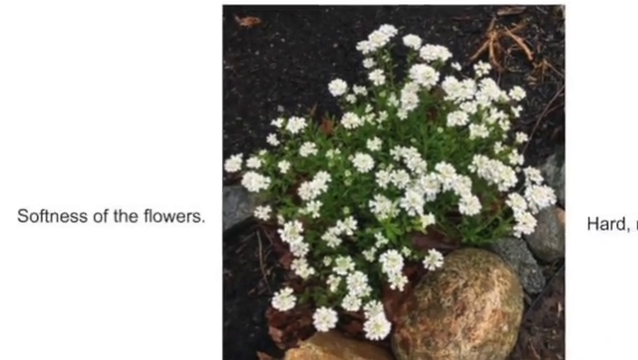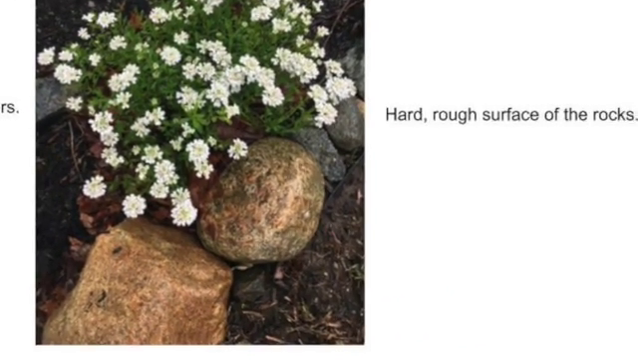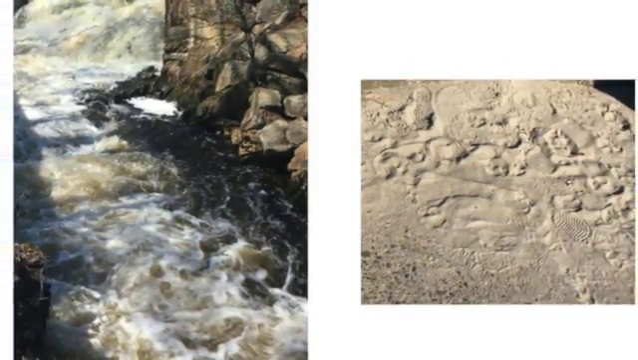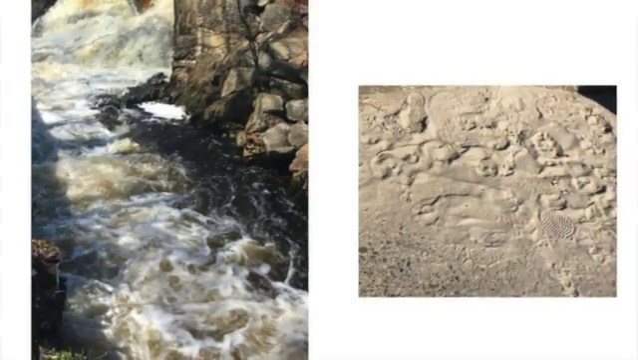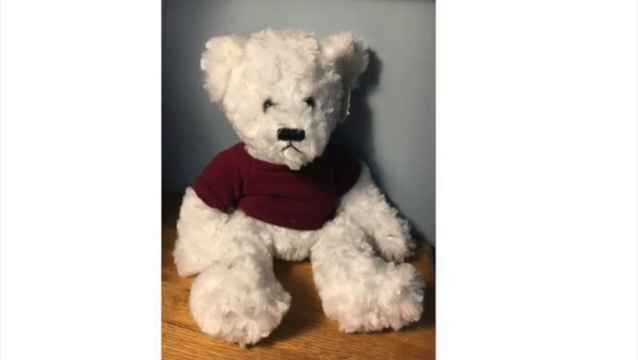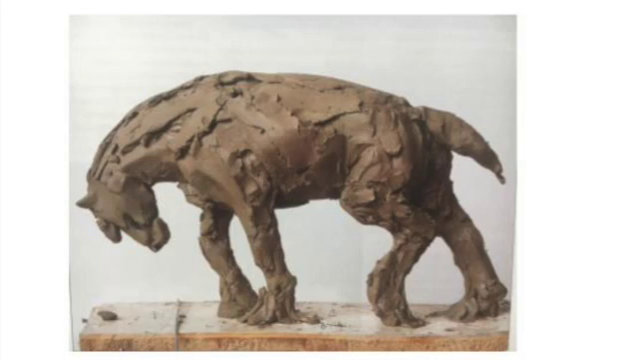Like the softness of flowers, or a hard, rough surface of rocks, or the flow of a river, or the grittiness of the sand. And texture comes with a fluffy teddy bear. And this sculpture of a horse has a lot of different textures. It's made from clay, which is wet, gritty, smooth, and rough.